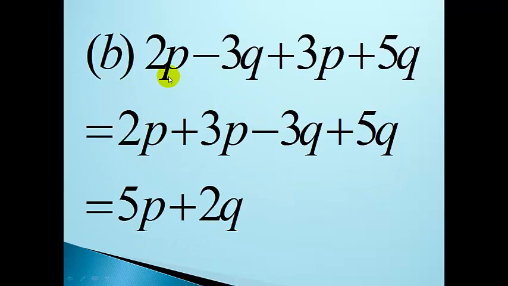Now B. 2p minus 3q plus 3p plus 5q. This is equal to, we have to group the like terms. So we have 2p here, 3p here, so we have 2p plus 3p, minus 3q plus 5q. Now 2p plus 3p is equal to 5p, and minus 3q plus 5q is equal to 2q. So we have 5p plus 2q in general. That is the answer.